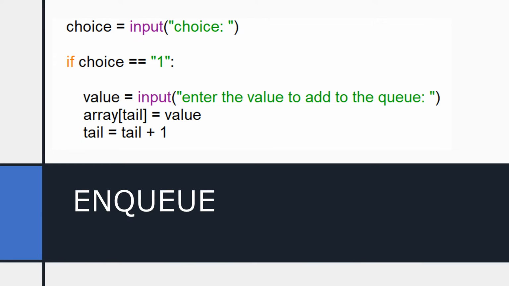So here it is. We get the user's choice, and if they choose 1, that was enqueue. Get the data value from them using an input command. Add it to the array at the tail position, and then move the tail along by 1. So if you haven't written that already, you can copy this code.